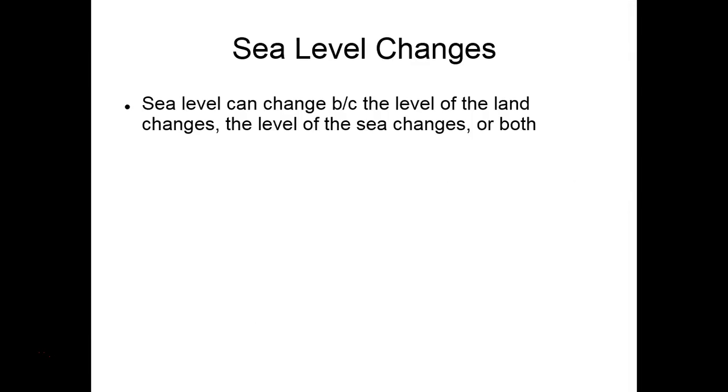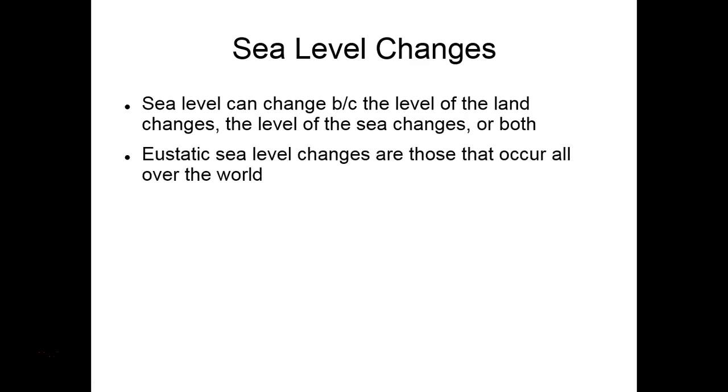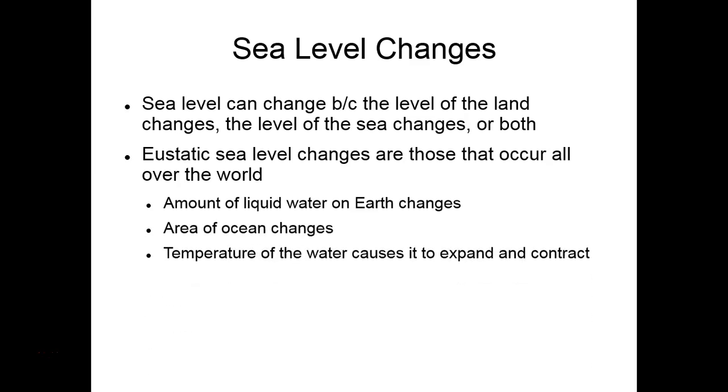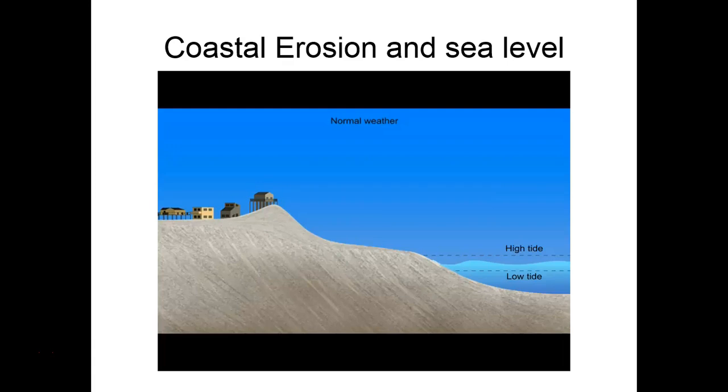Okay. Sea level can change because the level of land changes, the level of sea changes, or both. So we have eustatic sea level, which we just talked about. We have local sea level changes as well, which we also just talked about. So in this video here, this is showing us what can happen on a local scale based on the weather. See if it plays for us.